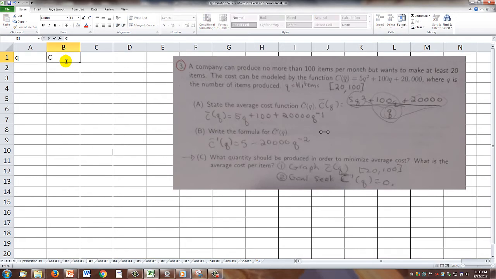So I'm going to graph C bar, or type in C bar, and I'm going to type in C bar prime of Q, so the derivative. And then this one, we have a given interval from 20 to 100.